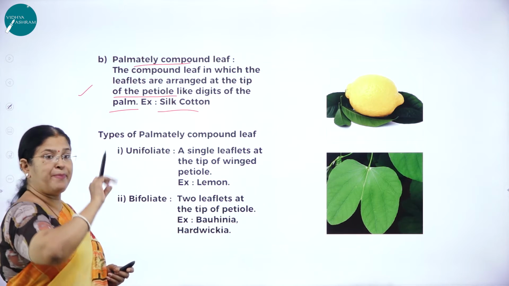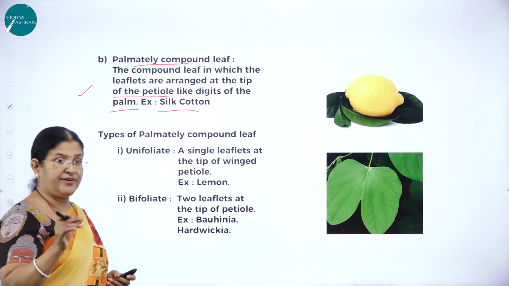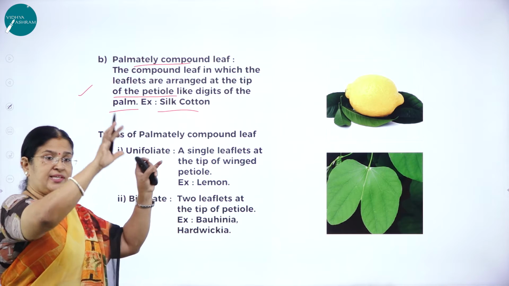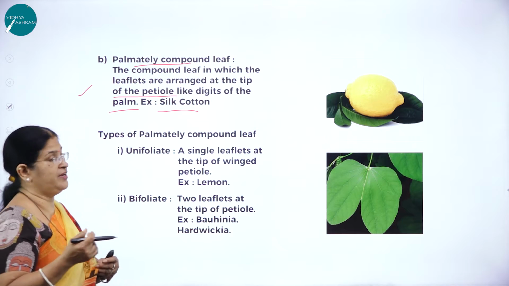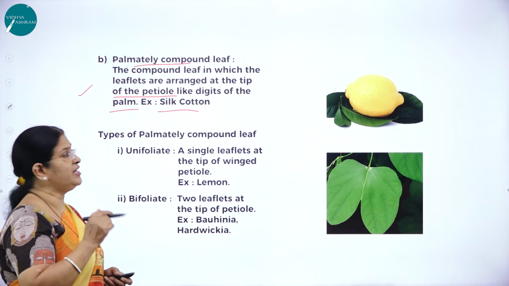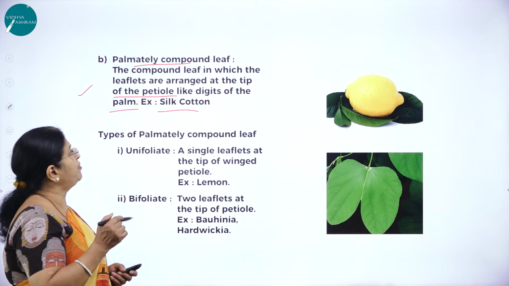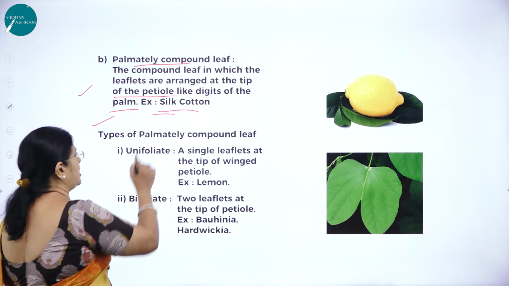Like palm leaves, you might have come across a palm tree, coconut tree. On the tip of the petiole you can see the leaflets arranged. They are also called a crown of leaves, right? So what is palmately compound leaf? The compound leaf in which the leaflets are arranged at the tip of the petiole like digits of the palm. A classical example is silk cotton.